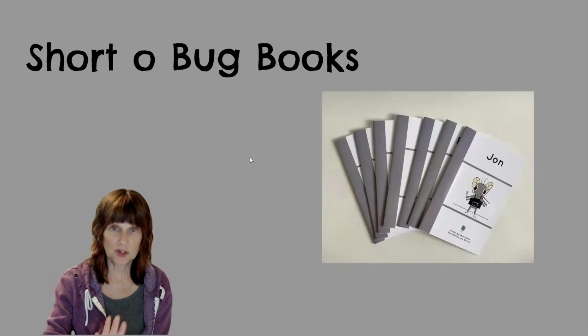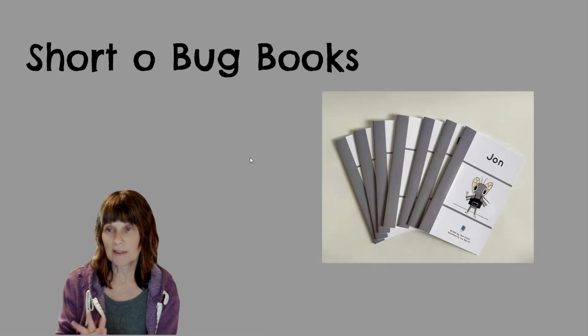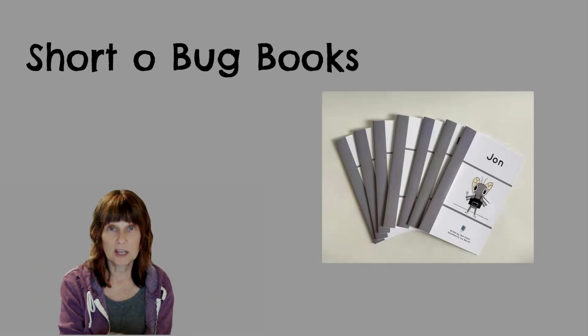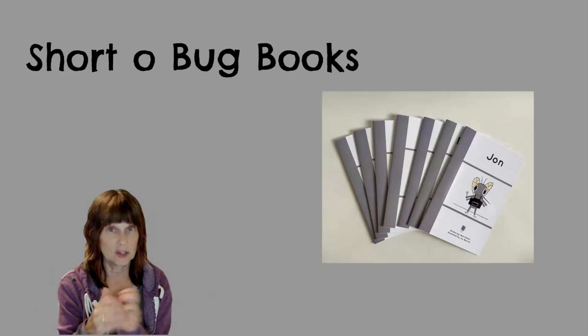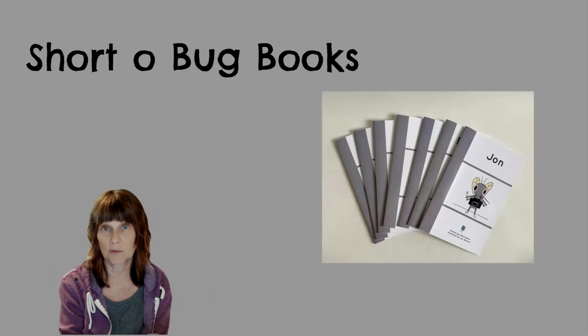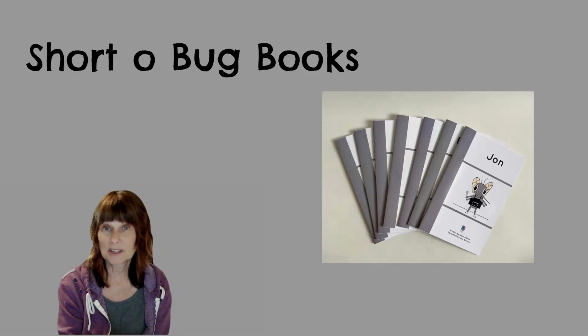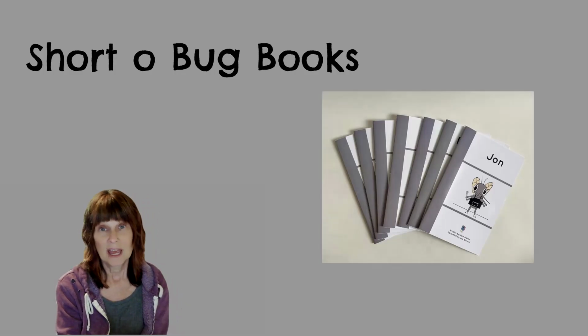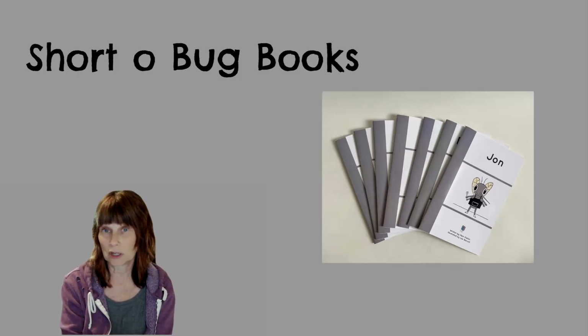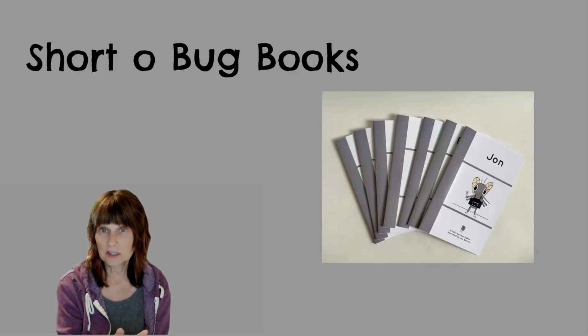These are the short O bug books. You're going to find that at the back of all of the books are lists, and some of the books are going to have two or possibly three columns of words. One of them is just going to be short O words. One of them is going to be short A and short I words, and the other list is going to be irregular words.